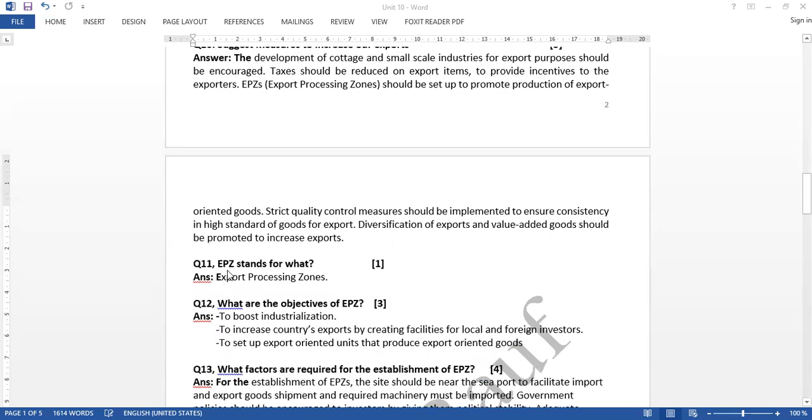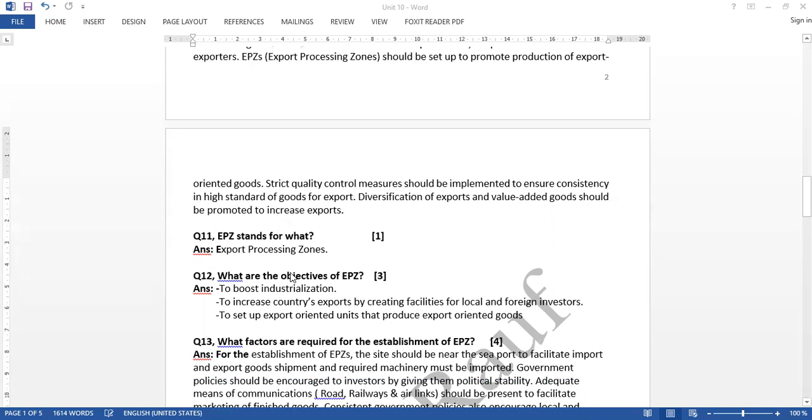Question number 11 is, EPZ stands for what? E is representing export, P processing, and Z zones. EPZ means export processing zones.